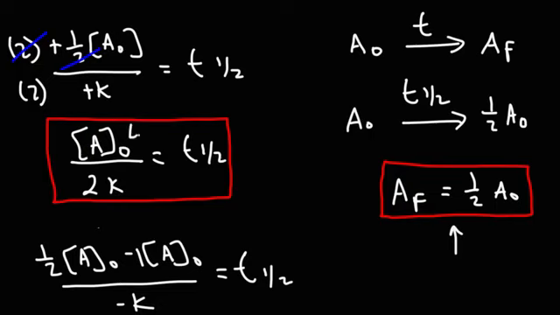As you can see, the half-life for a zero-order reaction is dependent on the initial concentration. If you increase the initial concentration, the half-life is going to increase.